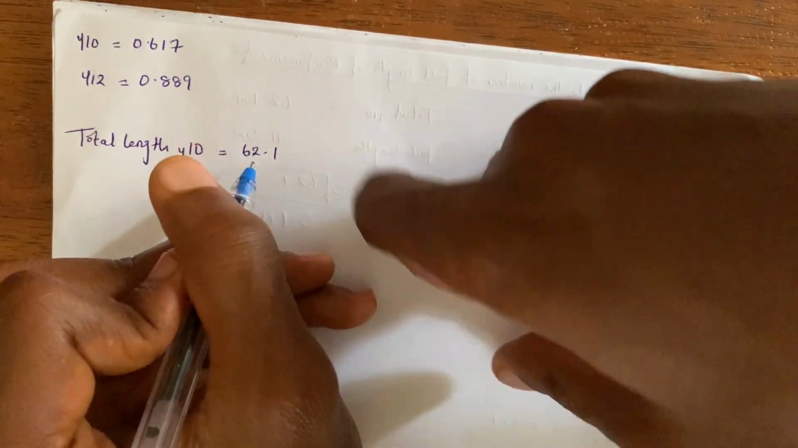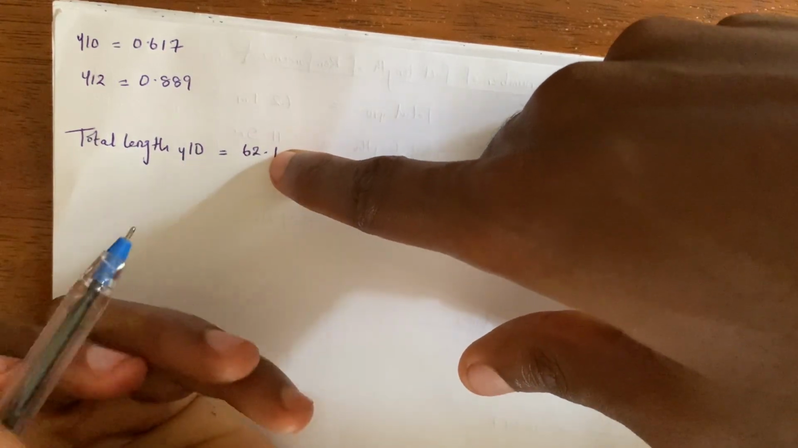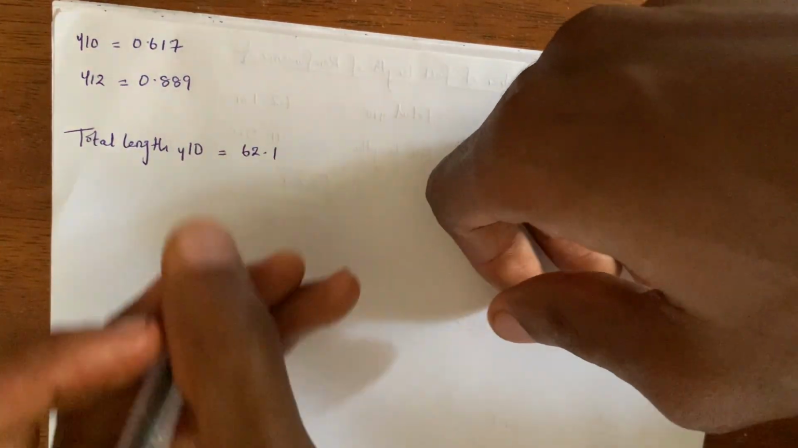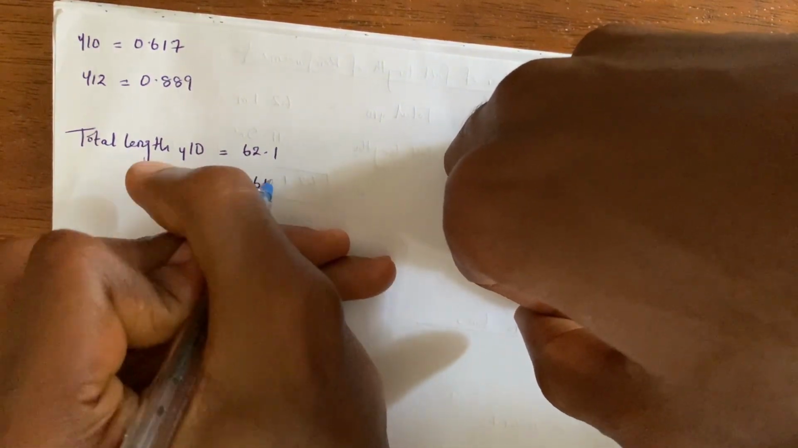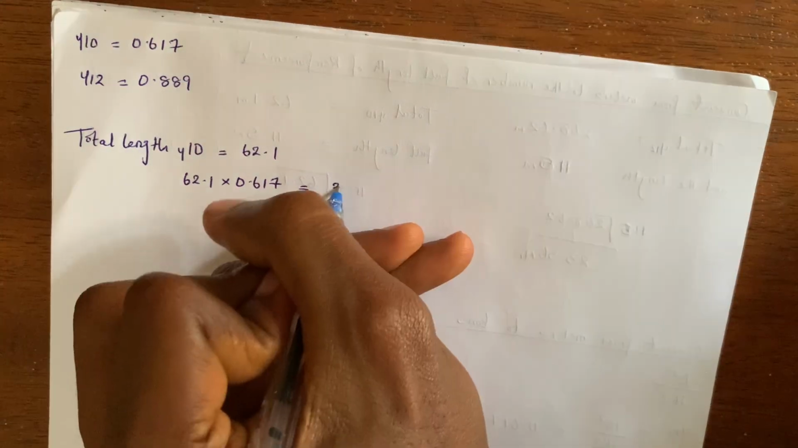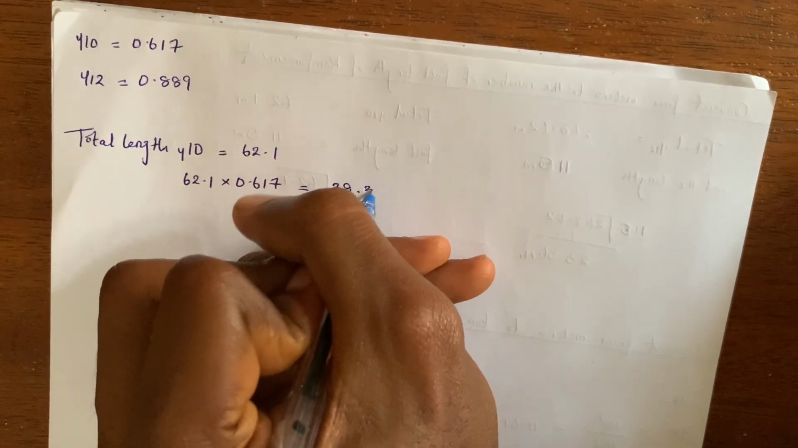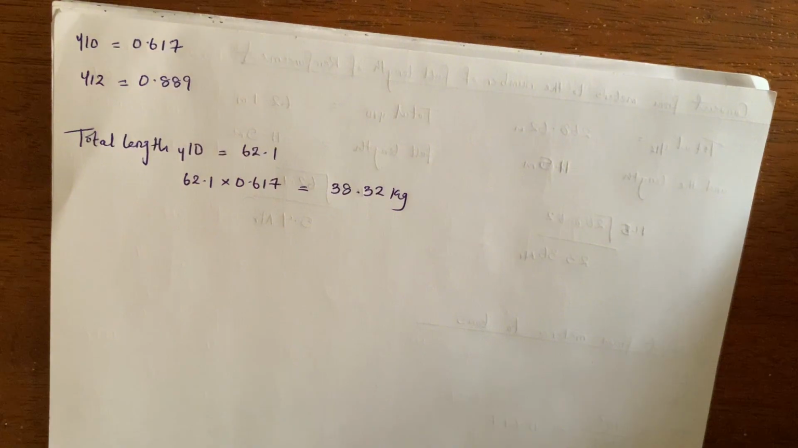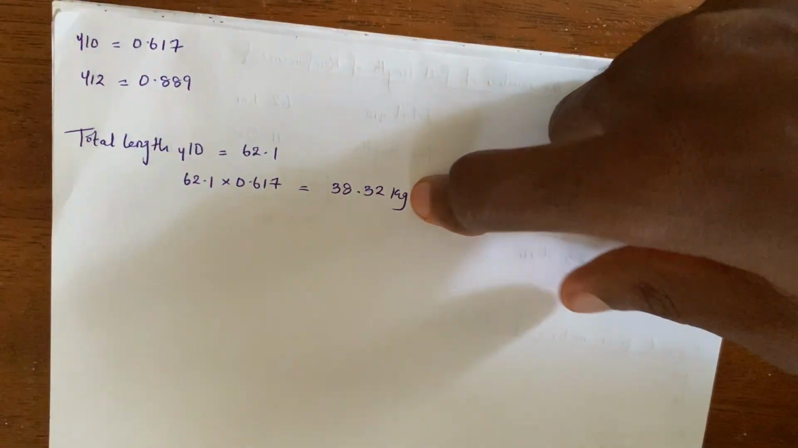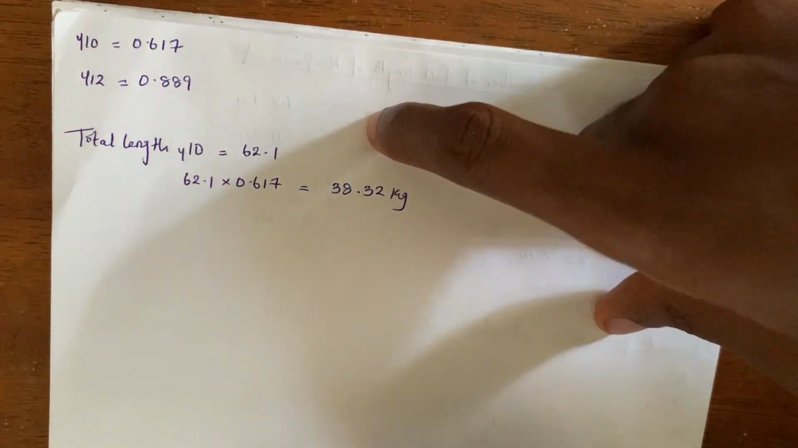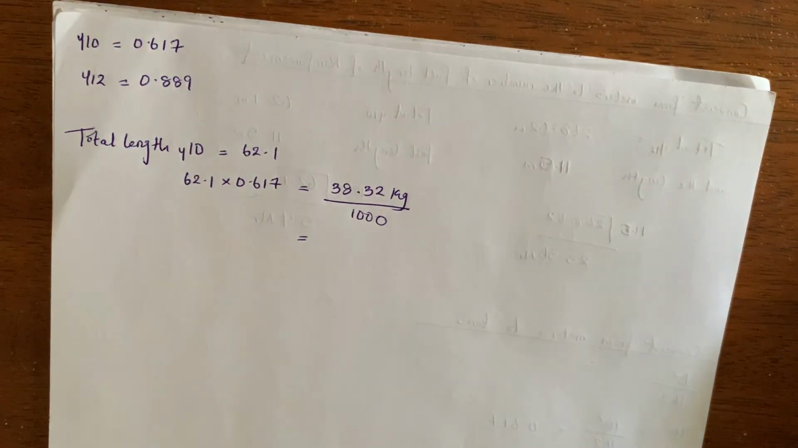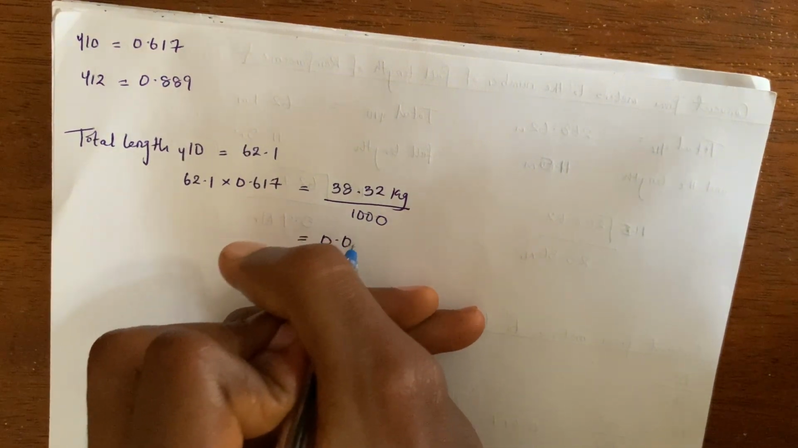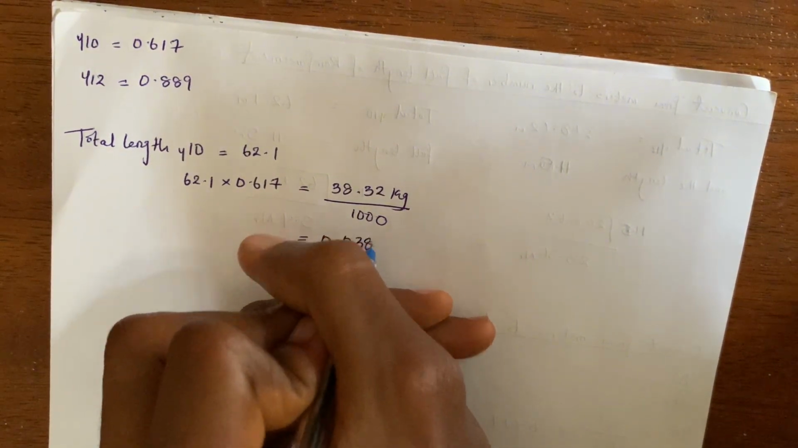So now how do we convert this to kilograms? We convert it to kilograms by multiplying this with our conversion unit. So we'll now say 62.1 multiplied by 0.617, and that will give me 38.32 kilograms. And after we've gotten 38.32 kilograms, how do we now convert it to tons? By dividing it by 1000, and that will give us 0.038 tons.